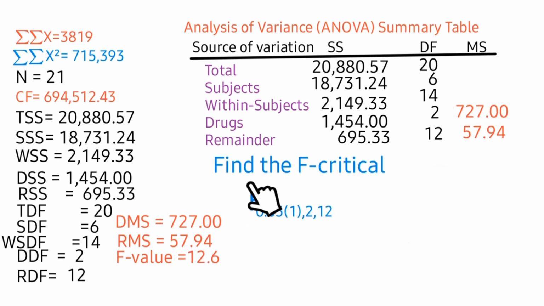Now let's proceed to finding the critical value of F. That is F at 0.05. Of course, we are talking about one-way ANOVA and our drug degree of freedom is 2. This 12 here represents the remainder degree of freedom. This takes us to our F table.